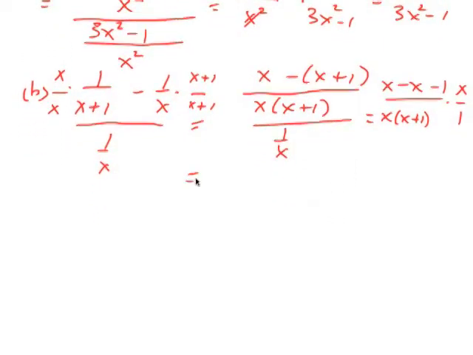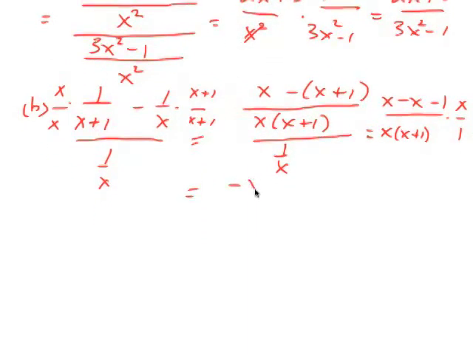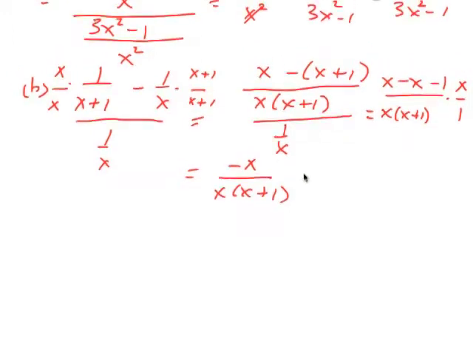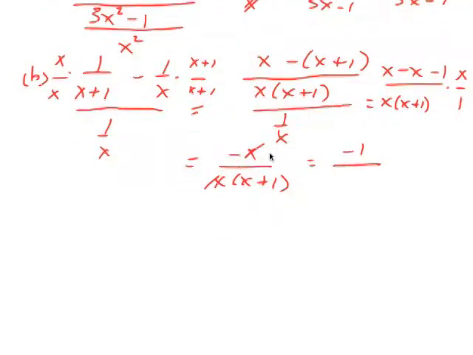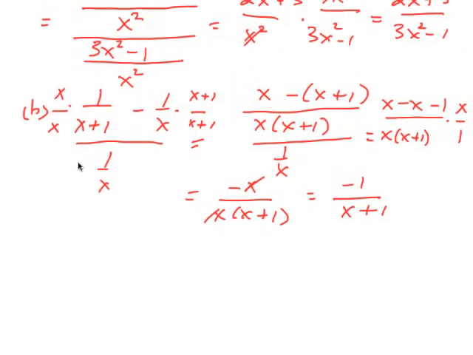Which is going to become x minus x is 0, so it's going to be negative x on the top over x by x plus 1. The x's will cancel. This will leave me negative 1 on the top, not 0, negative 1 by x plus 1, and that would be my result.